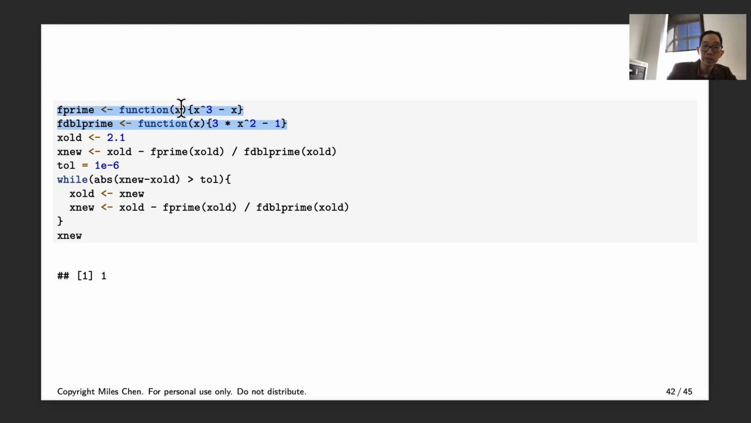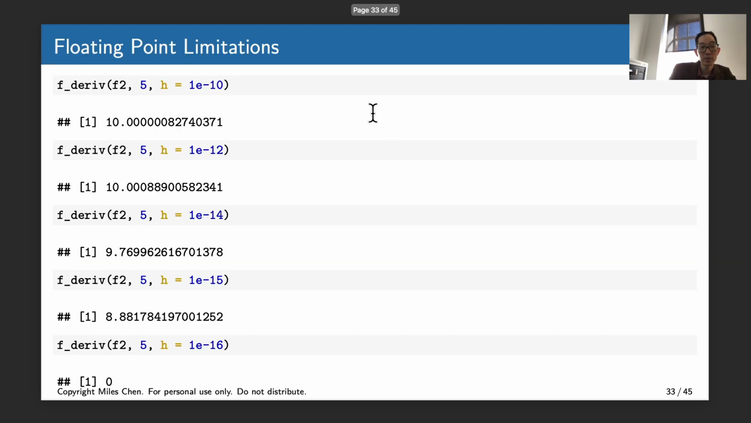Now, here I wrote these functions. F prime, you plug in x, and it's going to spit out x cubed minus x. And f double prime, you plug in an x, and it spits out 3x squared minus 1. I've put this stuff in here using calculus. But if you didn't want to be bothered with the calculus, you don't have to. You can go back and use this derivative approximation.